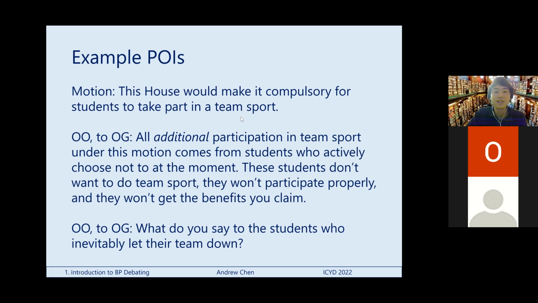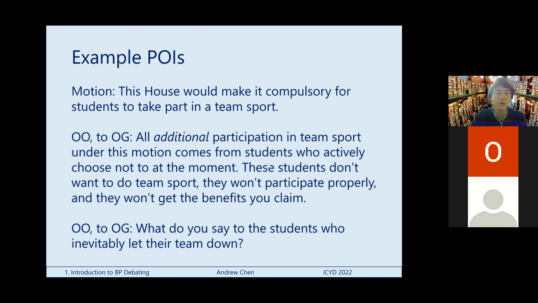Right. Some examples. So back to this motion of compulsory team sport, because that's a theme for this workshop. I've got two POIs here from OO to OG, one a bit shorter, one a bit longer, one that ends with a question, one that doesn't. So we've got this first POI, which is probably getting close to 15 seconds, where OO points out that all additional participation in team sport under this motion comes from students who actively choose not to at the moment. These students don't want to do team sport, they won't participate properly, and they won't get the benefits we claim.